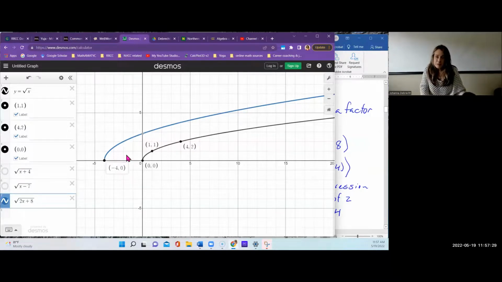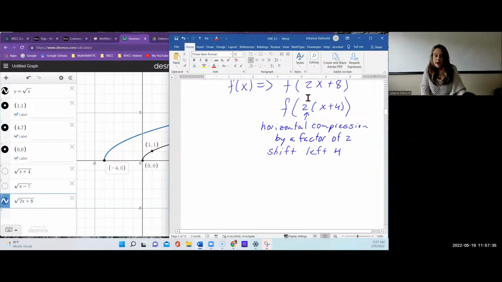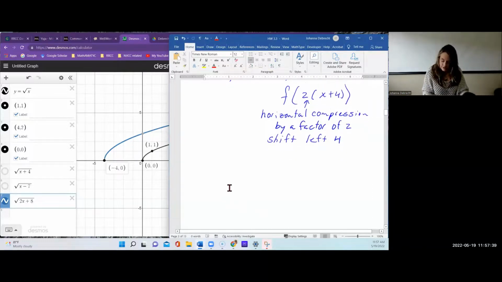Now let's make it even more complicated. This is the worst of all possible situations. What if that factor on the x were negative? What effect would that have on the graph? Let's start with something simple, and then we'll go to something more complicated.